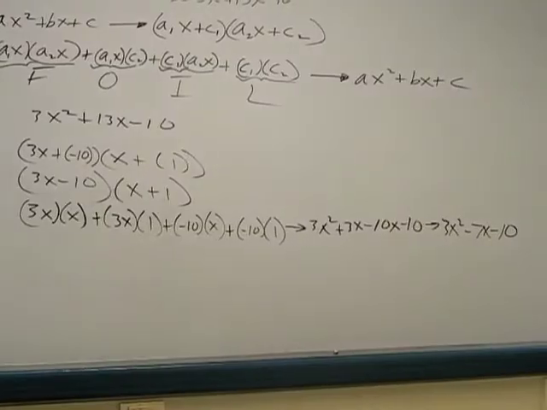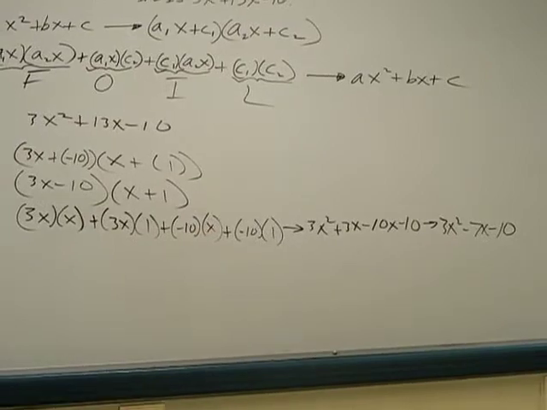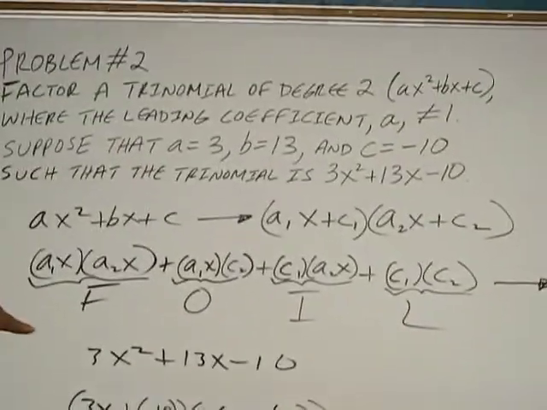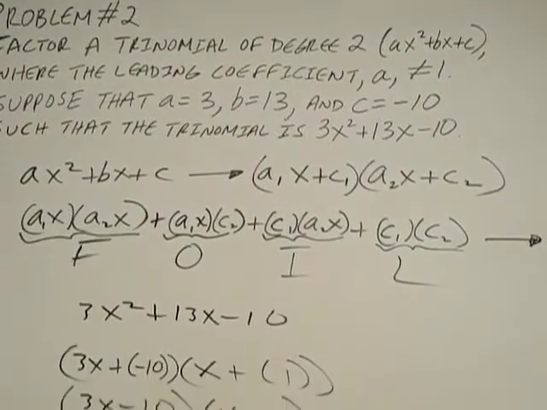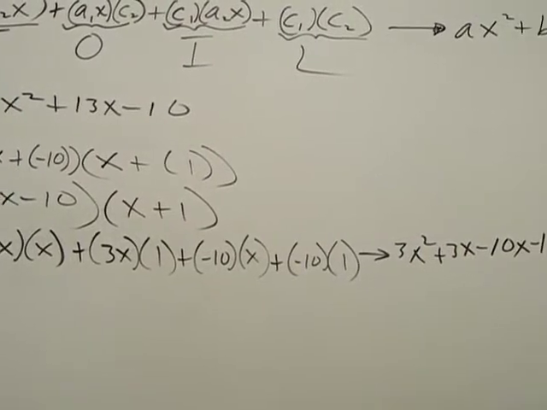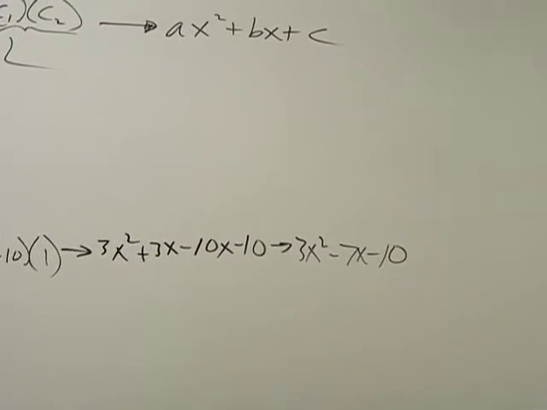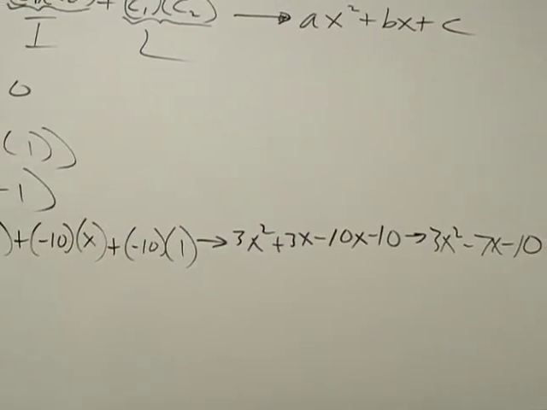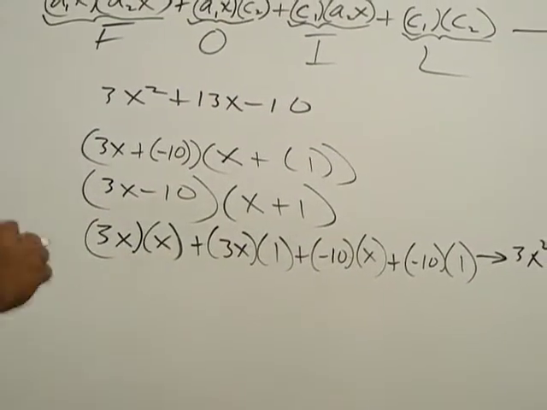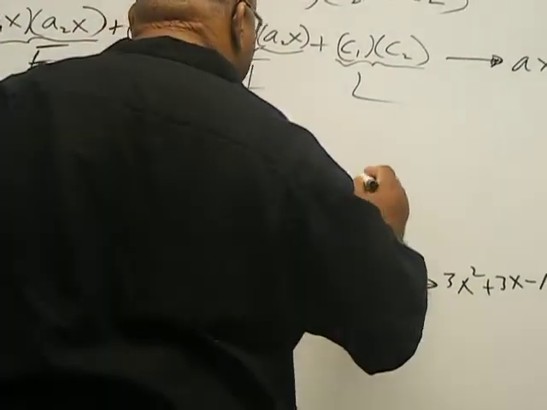Is that our target trinomial? Right, no. Because our original trinomial started out as 3x squared plus 13x minus 10. So we've got a -7x in the middle, or really the -7 instead of the +13. But the 3 worked out okay, and the -10 worked out okay. That means we need to probably do another tweak. So let's use this as option 1, option A.